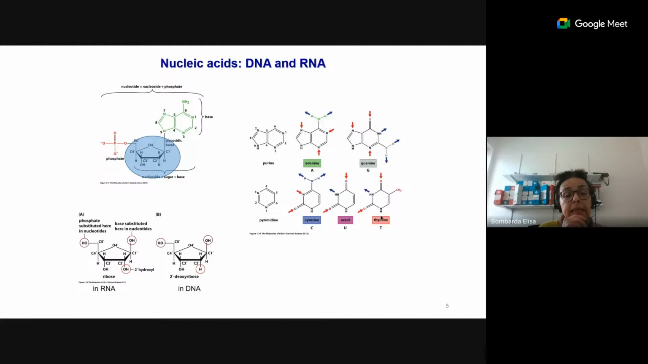Okay. Another difference between DNA and RNA is the presence of this oxygen here in position 2, which is there in RNA but not there in DNA, which is deoxyribonucleic acid because of the absence of this oxygen.